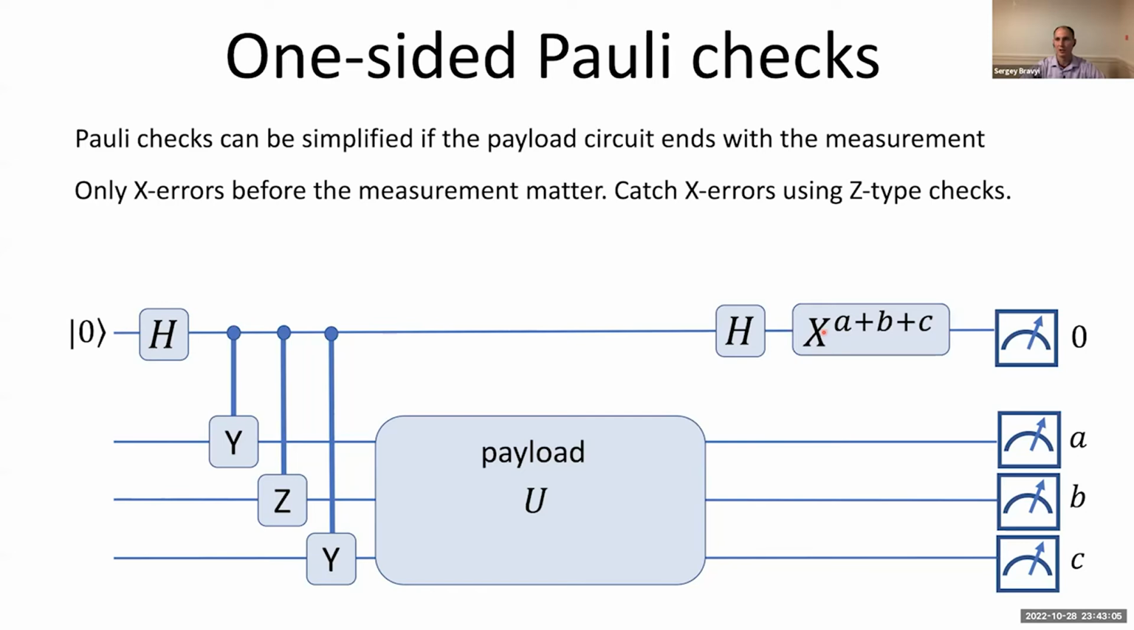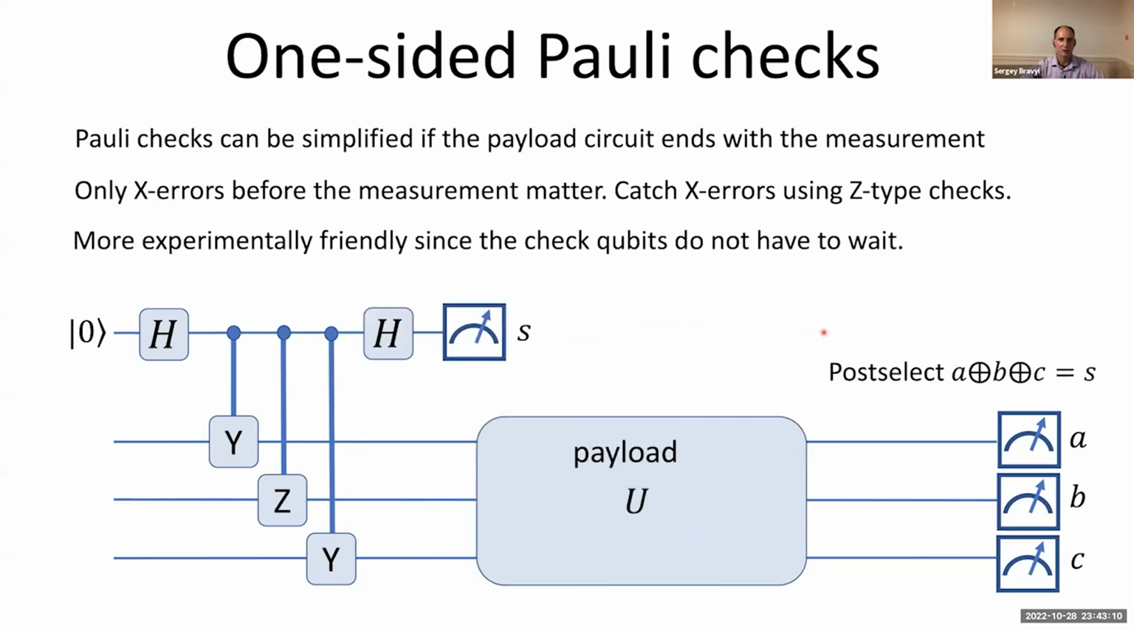And we can use simple circuit identities to get an equivalent circuit, which I show here. You can see that now the check qubit is measured before we start implementing the payload circuit. And this is good because the check qubit does not have to wait and accumulate noise.